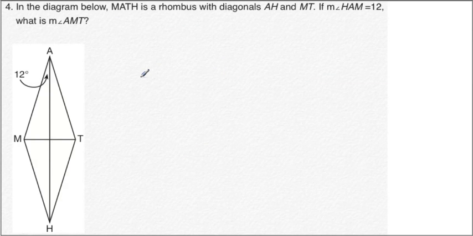Okay, let us look into the next question here. In a rhombus, we have two diagonals. One thing you have to realize is that in a rhombus, diagonals are perpendicular to each other, which creates a 90-degree angle. Then what is AMT? If we call this one x, then you will realize that x and the 12-degree angle have to be complementary. So x plus 12 has to be equal to 90, where x must be equal to 78 degrees.